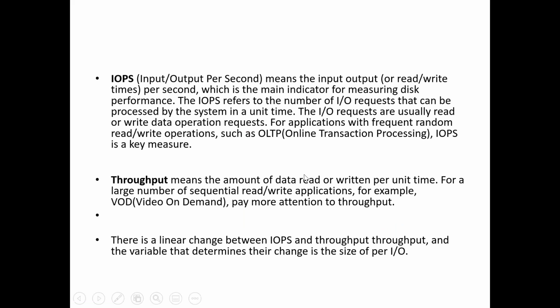So here IOPS, as I said, it is nothing but the input output operations per second. And here you can see input output can also be considered as read and write operations per second, right? And which is the main indicator for measuring the disk performance, right? Usually there will be some factors on which you will decide the performance of a disk, right? So this is one of the major factors, right? So here you can see these are the read and write operations.